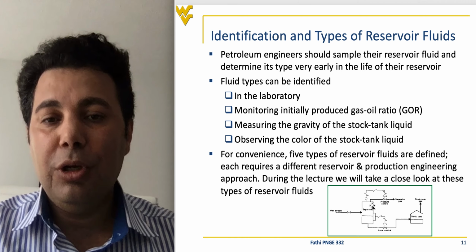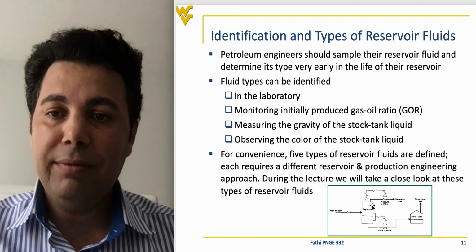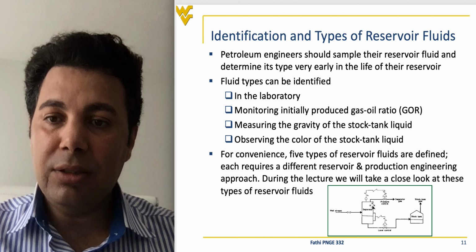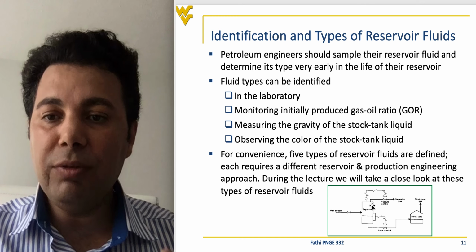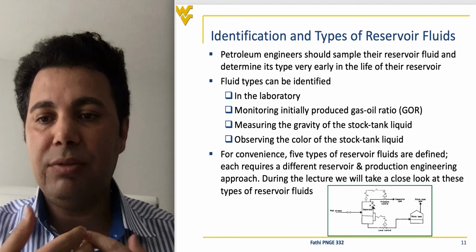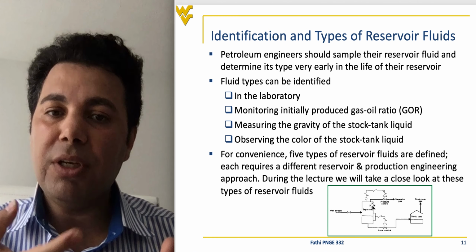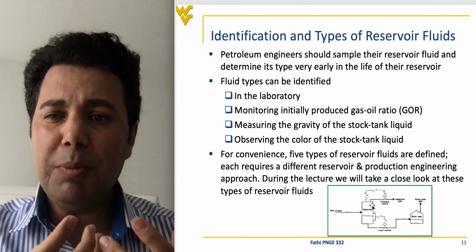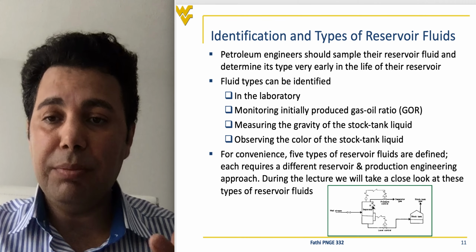So, the initial gas oil ratio. When we open the well and start producing gas and oil, it is the amount of gas we are producing at the surface divided by the amount of oil we are producing at the surface. We know how much oil and how much gas we are producing. That ratio gives us some indication of what type of reservoir fluid we have. But sometimes this is not very accurate. Sometimes there might be some overlaps.